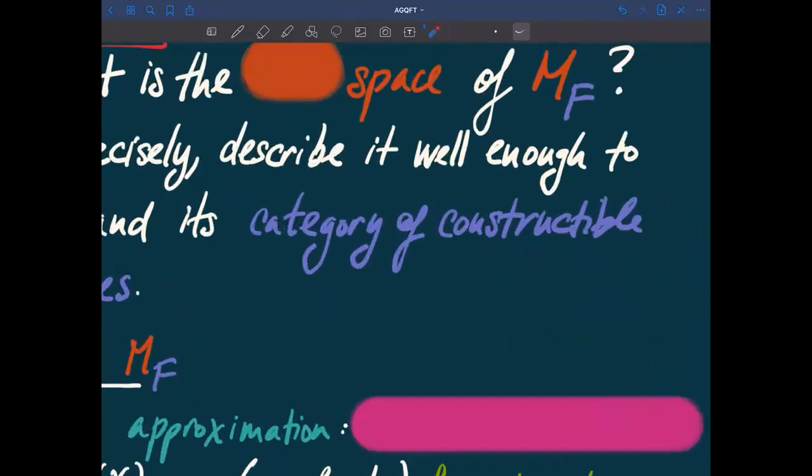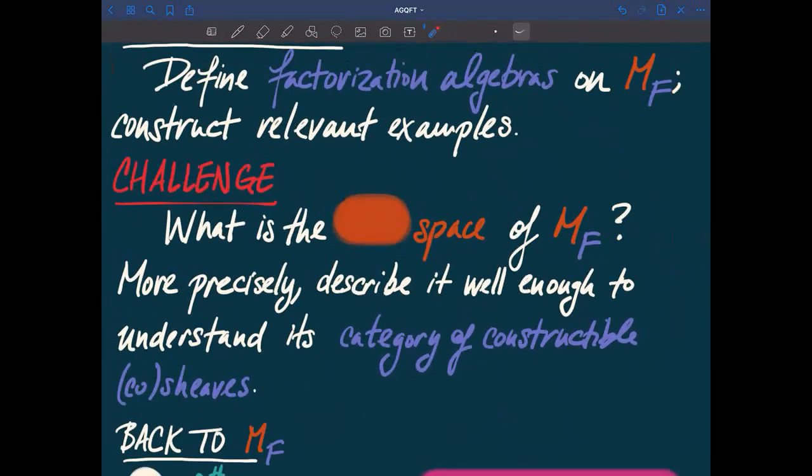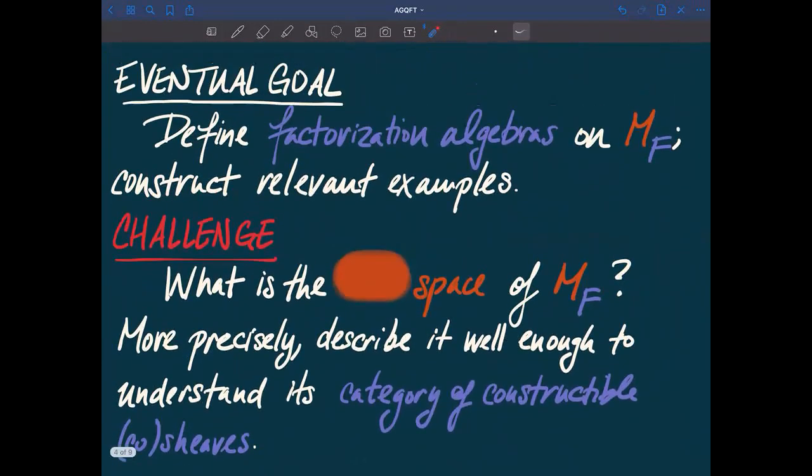So, the eventual goal in my case is to try to define factorization algebras on this mythical three manifold and then construct the relevant examples. But in order to define factorization algebras, these are the algebras that are supposed to appear as the observables for some eventual field theory. Those factorization algebras are going to be described in terms of constructible sheaves on some Ron space.